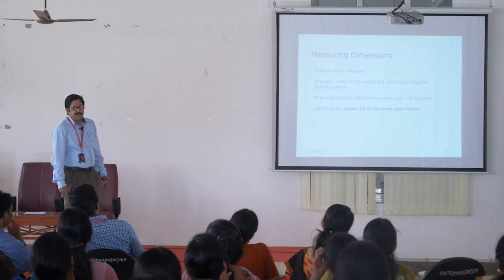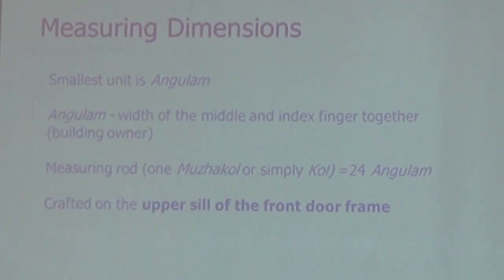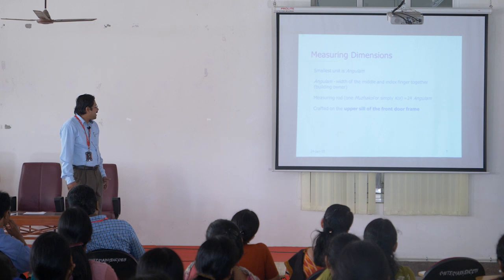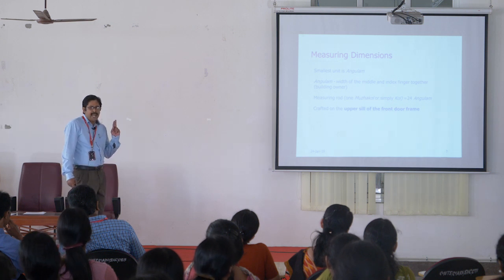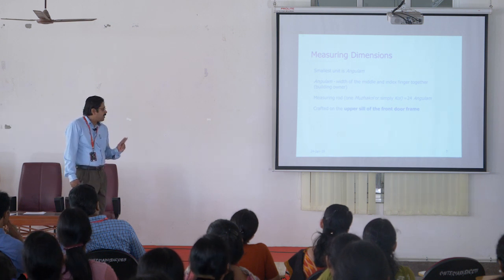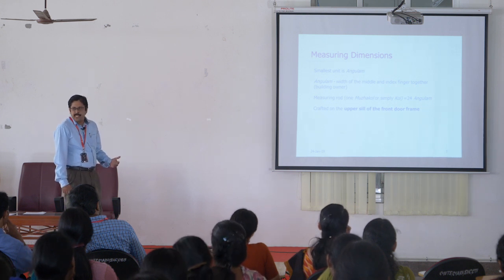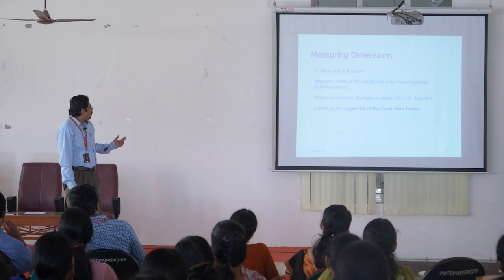The smallest unit which is used in this traditional architectural practice is angulam. It is approximately 3 centimeters, and it is taken as the width of the middle and index finger held together. Generally, the width of the finger will vary from person to person. So the width of the fingers of the building owner is considered.